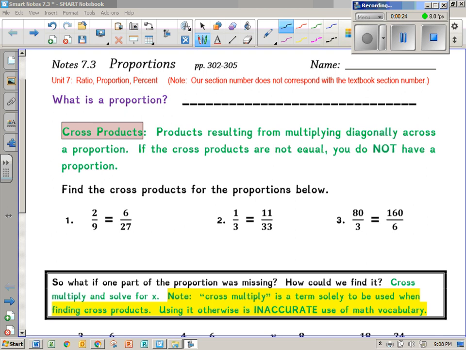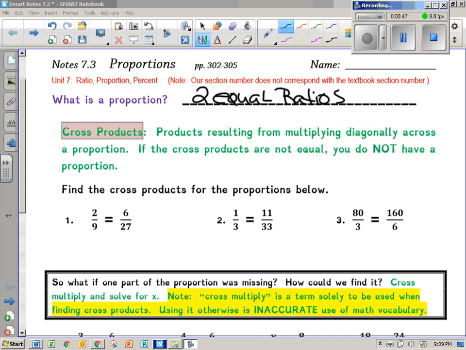And a ratio, remember, is a comparison of two quantities. Well, a proportion is two ratios equal to each other. So it's just two equal ratios. Well, when you have, so just look down at example 1, 2, and 3 there.